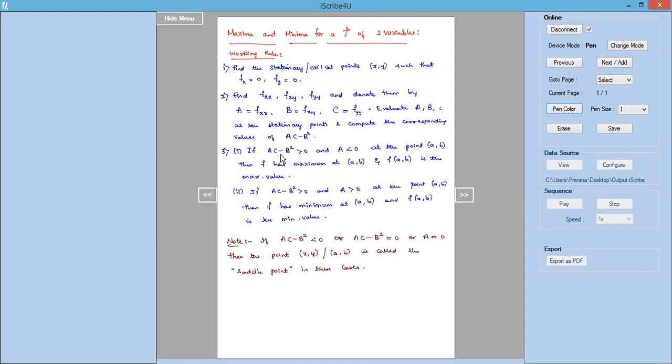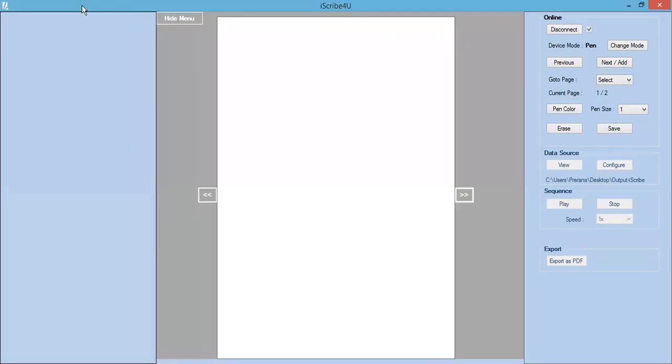So AC minus B square has to be positive in order to find out the maximum value or the minimum value, or in turn known as the extreme values. Now we will see problems on maxima and minima for a function of two variables.